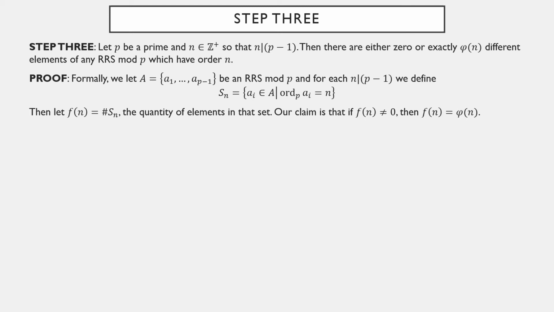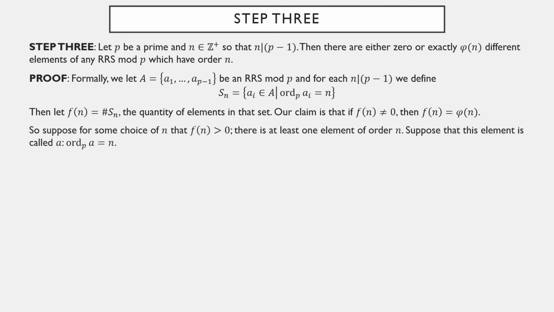So f of 1, how many things have order 1? F of 2, how many things have order 2? F of 3, how many things have order 3? And so forth. So the claim is, if f of n isn't 0, it must be exactly phi of n. Either there are 0 or phi of n different elements that have order n. How many things have order n? If not 0, then exactly phi of n.